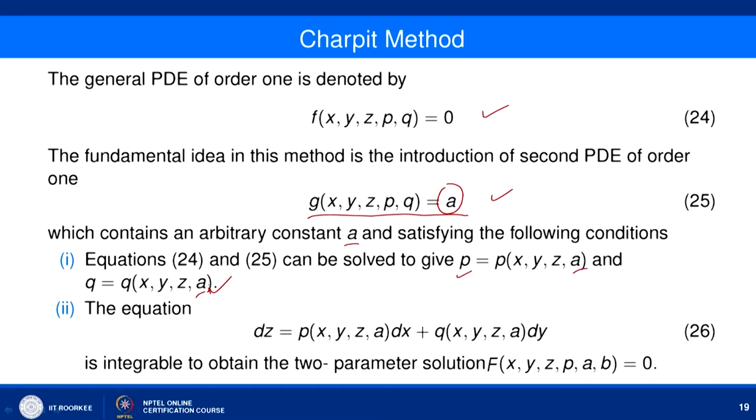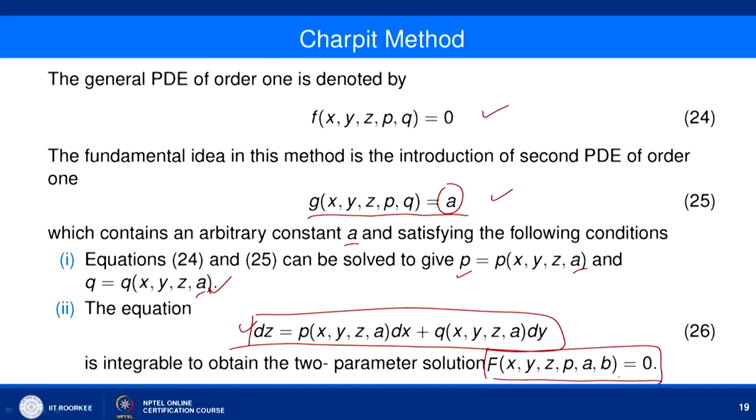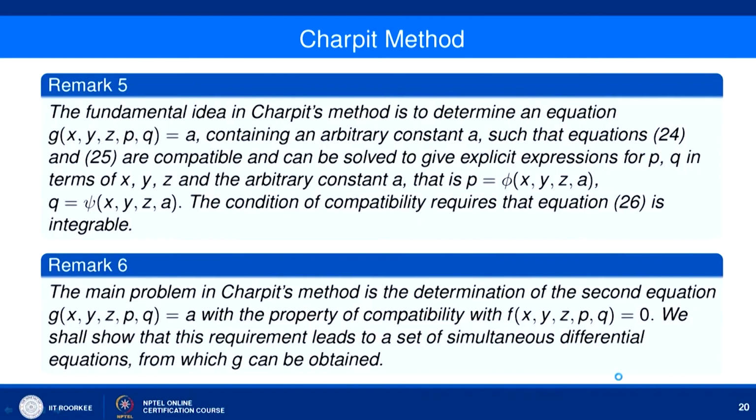And then once we have the values of p and q, dz equal to p(x, y, z, a) dx plus q(x, y, z, a) dy is integrable exactly. So, when we find the solution, we have one more parameter, and our solution is given as f of x, y, z, p(x, y, z, a), b equal to 0, and this is given as a 2 parameter family of solutions, and we call this solution the complete solution. So, the fundamental idea in Charpit method is to determine an equation g(x, y, z, p, q) equal to a.